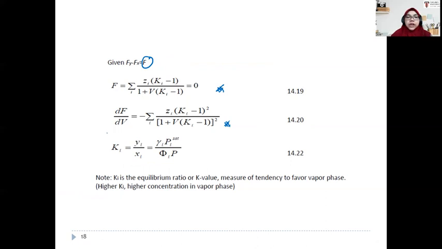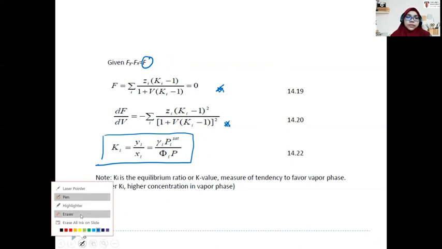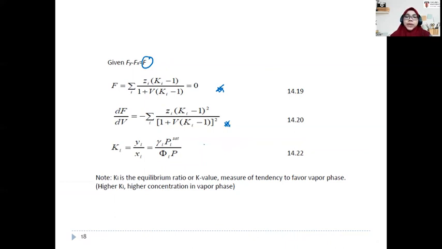And the expression of the ratio of the vapor to liquid phase, denoted by Ki, can be replaced by using this, where Yi equals, introducing the gamma, from the expression of Yi: phi P equals Xi, the activity coefficient, and Pi saturation.